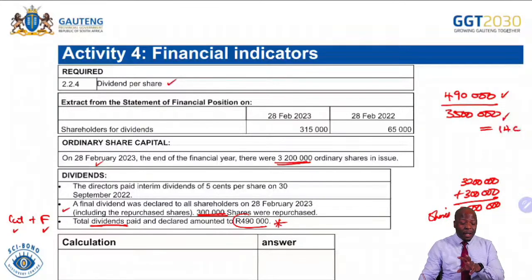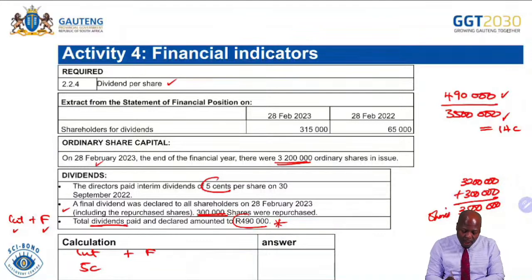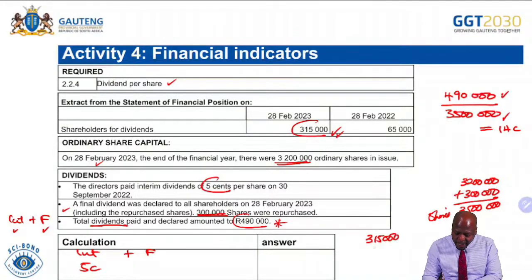But in this question, we were already given the interim dividend of 5 cents. So that means if I have my interim dividend of 5 cents, I must get the final dividend. And to get the final dividend, I now take my shareholders for dividends, which is 315,000. I divide it by the number of shares that were there when we declared.